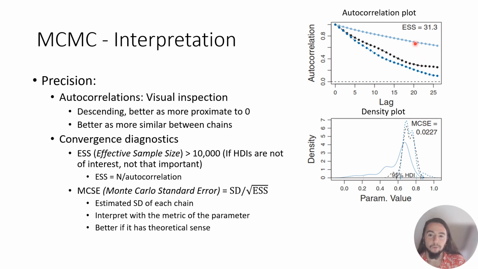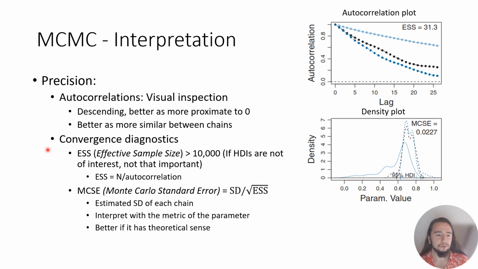And also, one of the chains is not proximate to 0 at all, it's around 0.6. However, the other chains are more proximate to 0. So the ideal thing to find is that there are no differences between chains and all of them are descending and very near 0.